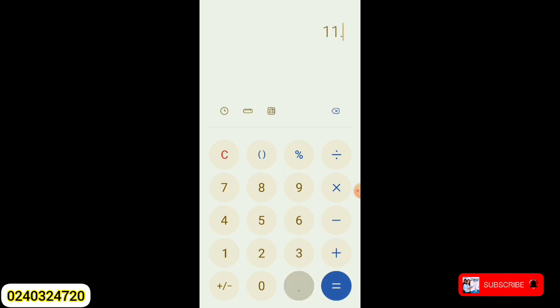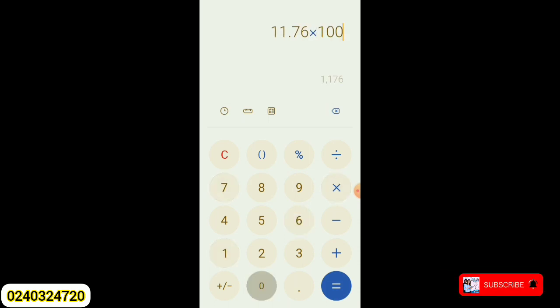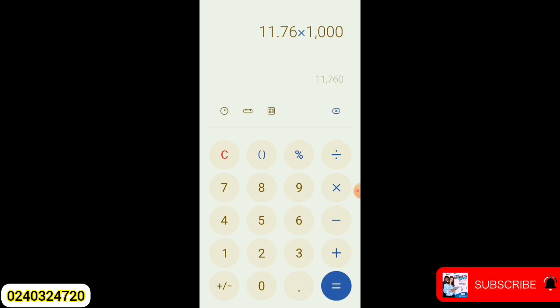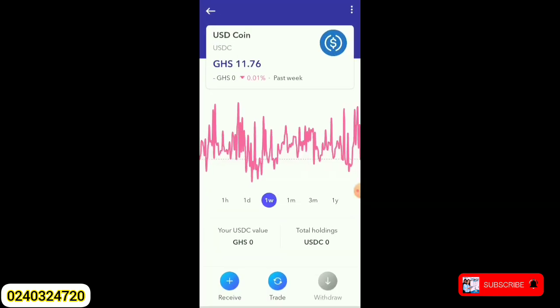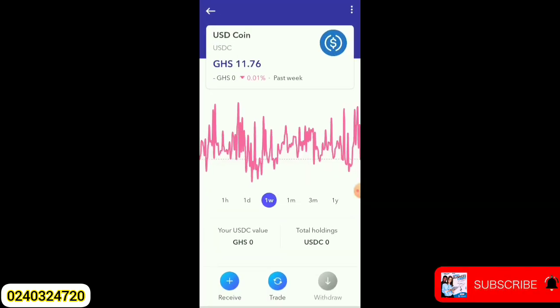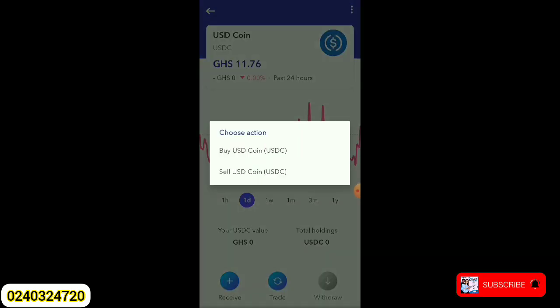11.76 times 1,000. So right now I have 11,760 Ghana cedis in my account. We can wait, let's say, a day or something like that. When it shoots from 11.76 to, let's say, 11.8 or 12, then we will sell it.